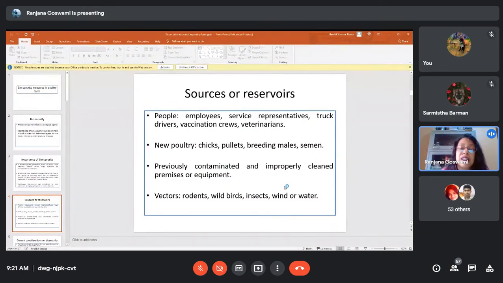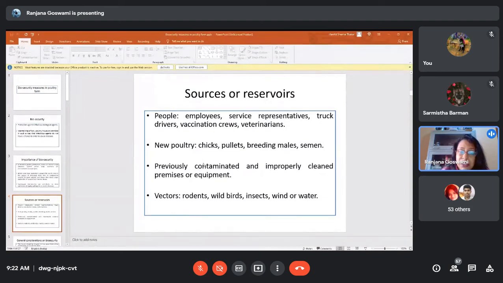So previously contaminated and improperly cleaned premises or equipment may be the source of infection. And fourthly, which is very important, are the vectors. Any rodents like rats: your house should be rat proof. Rats should not enter the house. Any holes in the house, you have to repair. Small wild birds may enter the farm, so you need netting. Any insects, wind or water: airborne diseases might come through the air, and water is very important. What type of water you give the birds is very important.